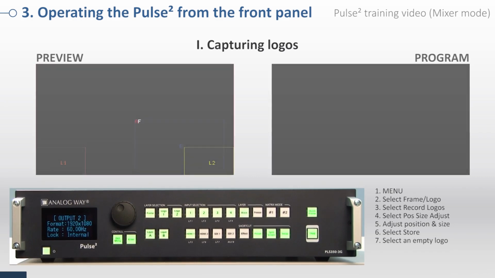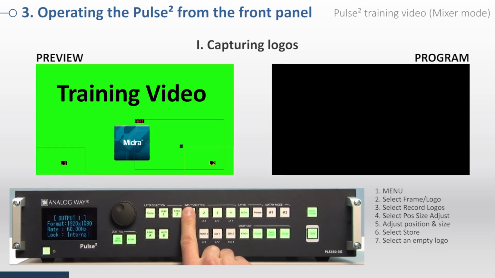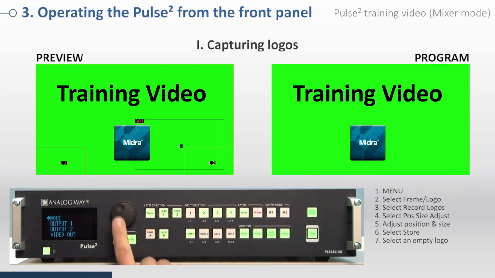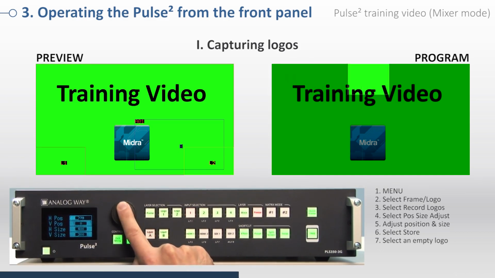Capturing logos. Like the frame capture, to capture a logo, display the exact content you want to save on the program or preview screen. Press Exit menu button, select Frame's logo, press Enter, select Record logo, press Enter, select Position Size Adjust, press Enter again, adjust the position size settings using the knob. Always validate with the Enter button.